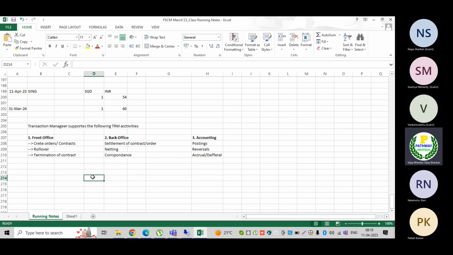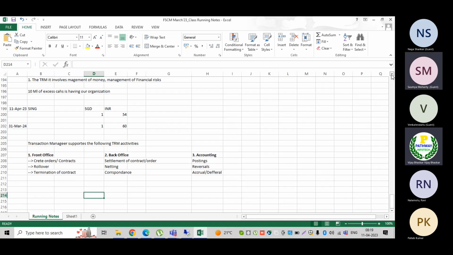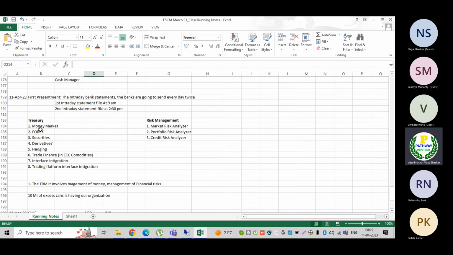I have not explained much more for each and everything. Now, these are the functions, the topics which we are going to discuss one by one. So these are the important things.